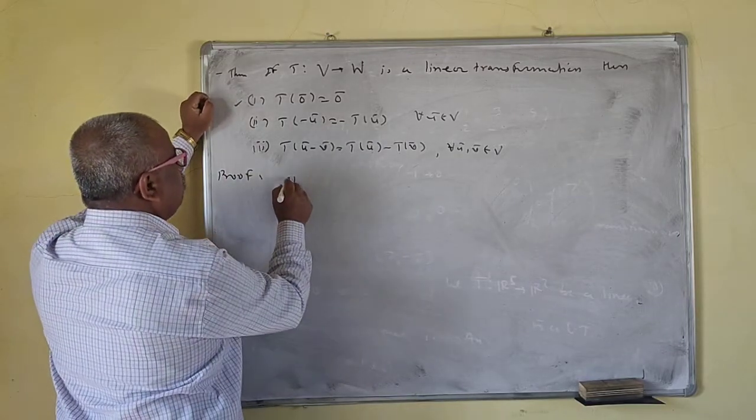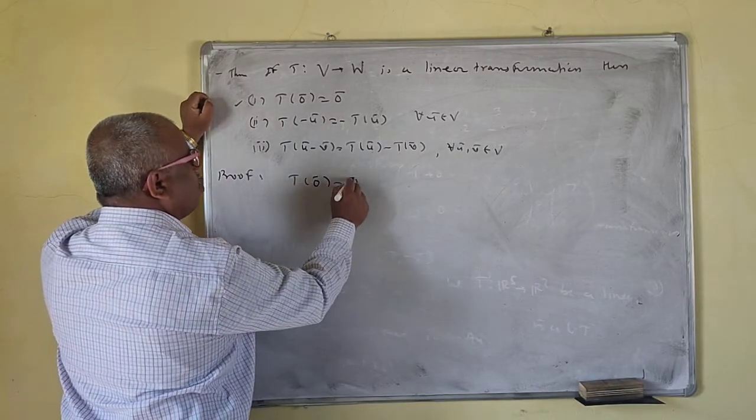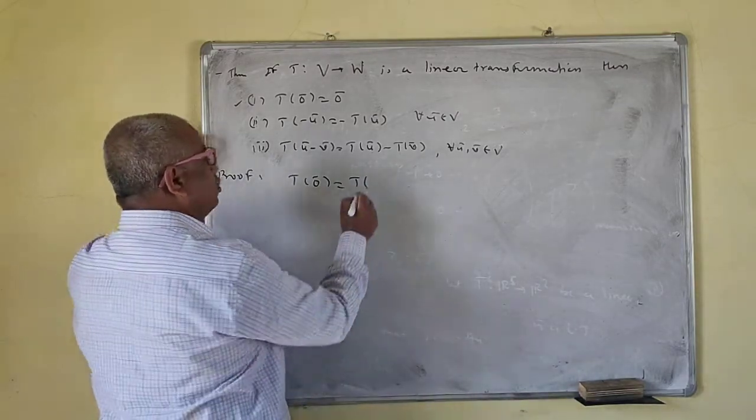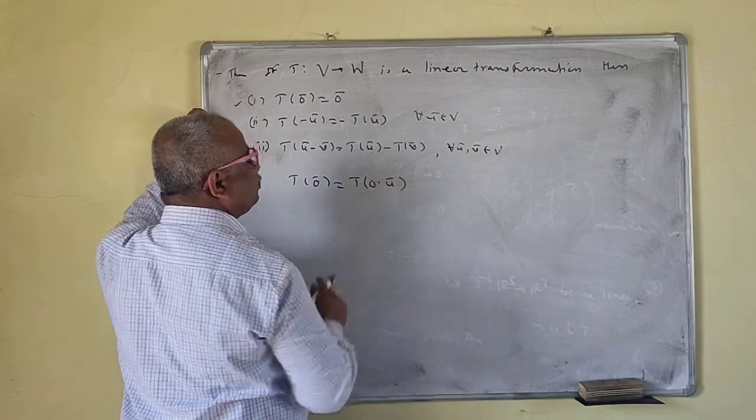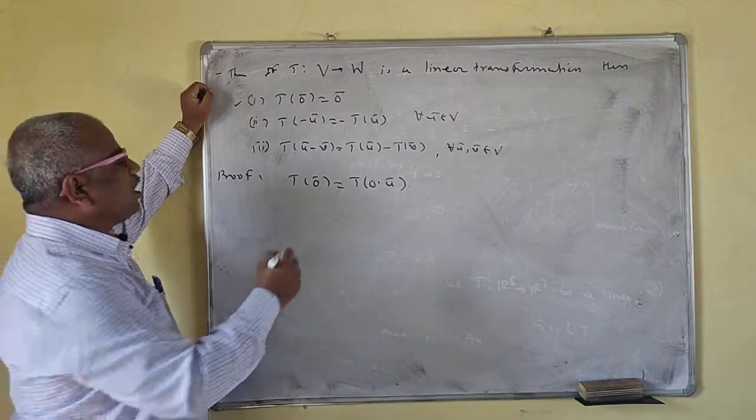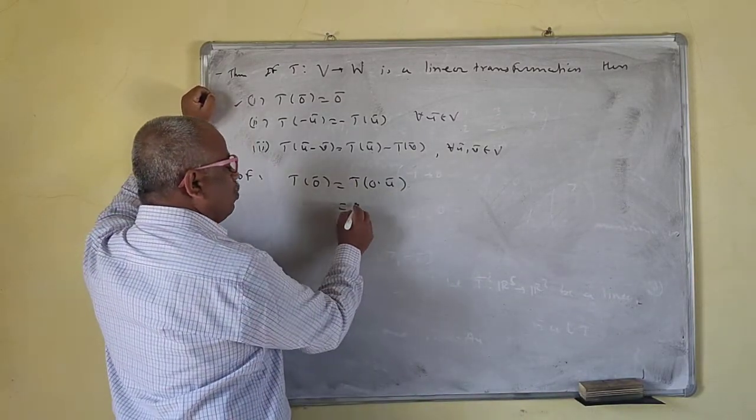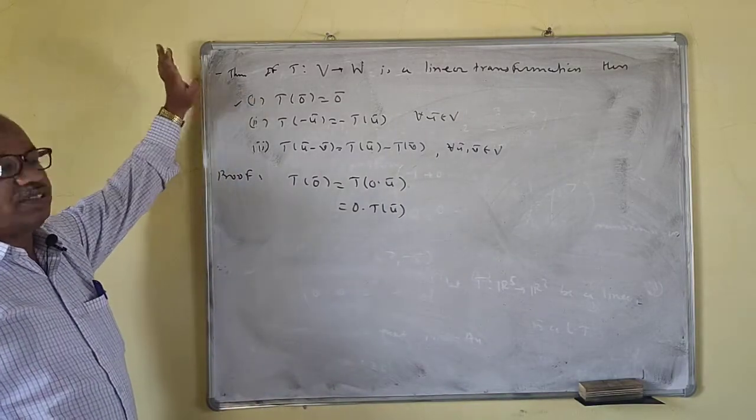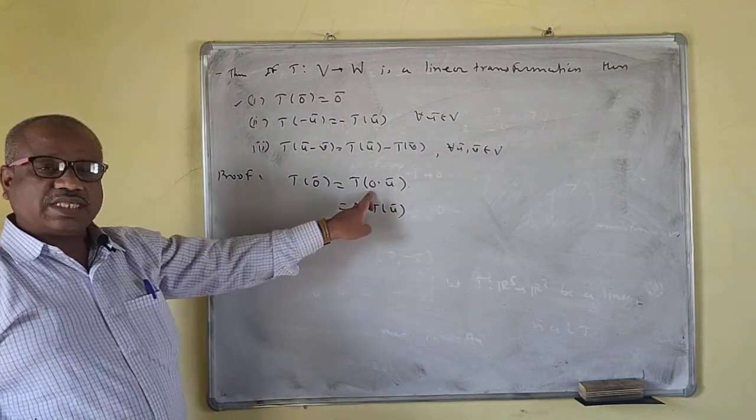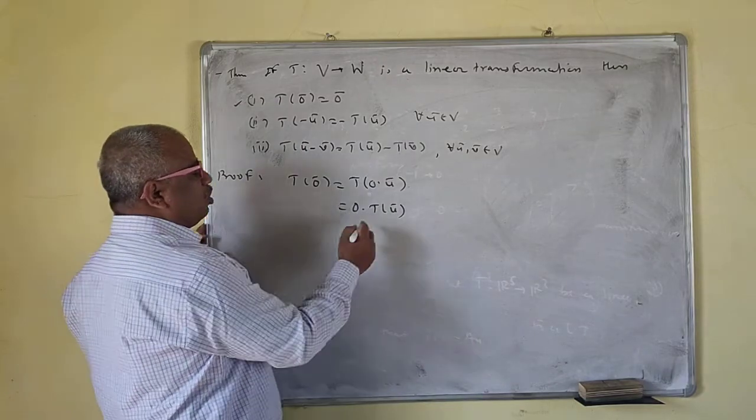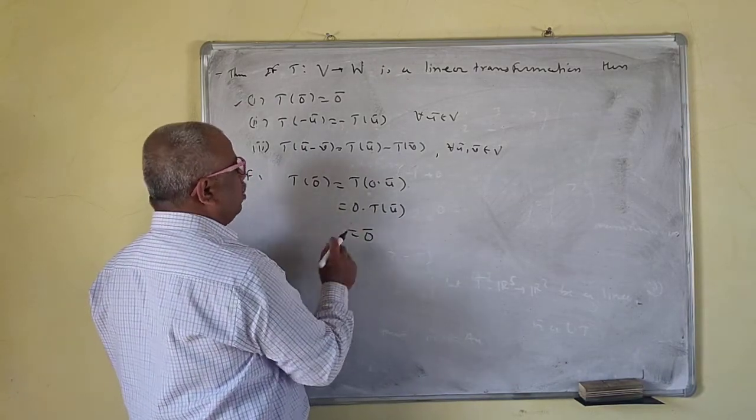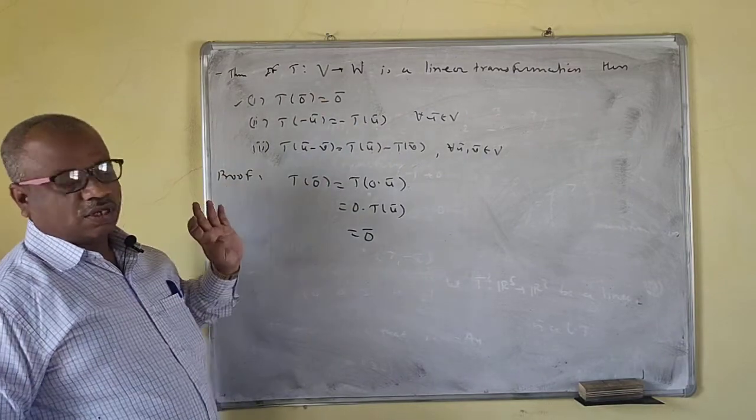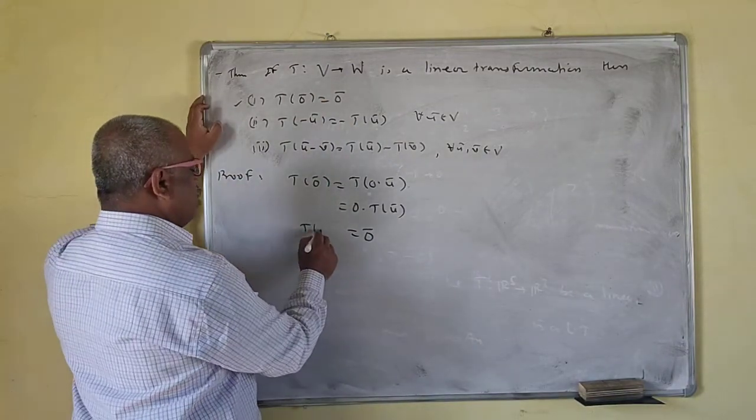Okay, so T of 0 bar. T of 0 bar is the same as T of 0 into U bar, because 0 into U bar is the same as 0 bar. So 0 will come out, because T is the linear transformation given to you. 0 is the scalar I can take out, and 0 into T of U bar is the same as 0 bar. Note that this 0 bar is from V and this 0 bar is from W. So this is T of 0 bar.